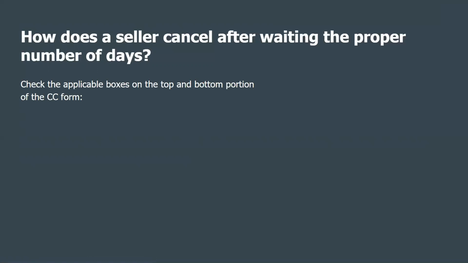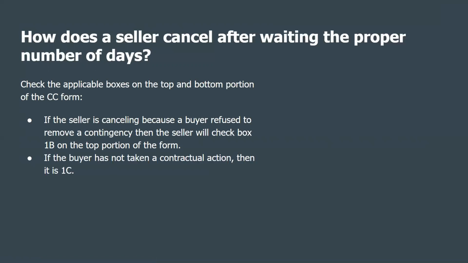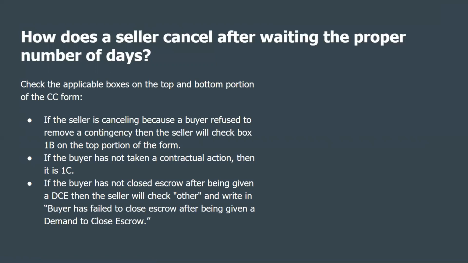Check the applicable boxes on the top and bottom portion of the CC form. If the seller is canceling because a buyer refused to remove the contingency, then the seller will check box 1B at the top portion of the form. If the buyer has not taken a contractual action, then it is 1C. If the buyer has not closed escrow after being given a demand to close escrow, then the seller will check other and write in buyer has failed to close escrow after being given a demand to close. That's all you need to write in. Keep it short and sweet.